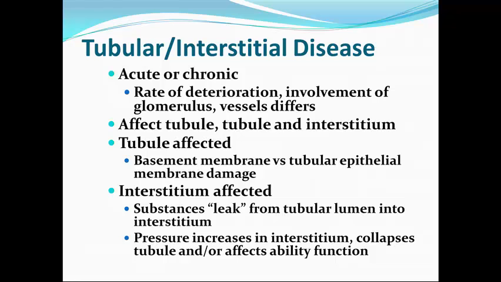In an acute tubular interstitial disease, there is rapid deterioration of tubular function, and lymphocytes actually invade the tubular cells. However, in an acute tubular disease, the glomerulus and the vessels are usually spared. So then the rate of deterioration and the involvement of the glomerulus and vessels will differ whether it is acute or chronic, and whether it is solely tubular or affects tubule as well as interstitium.